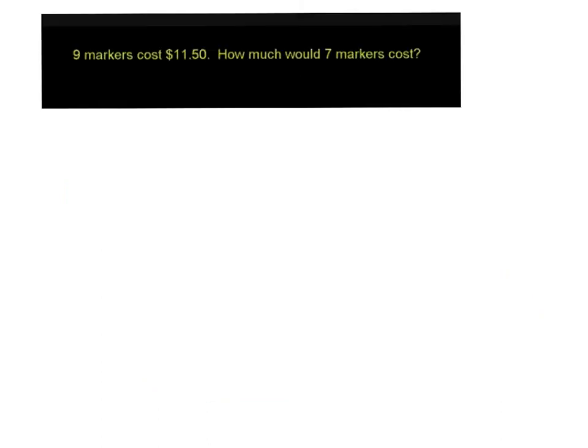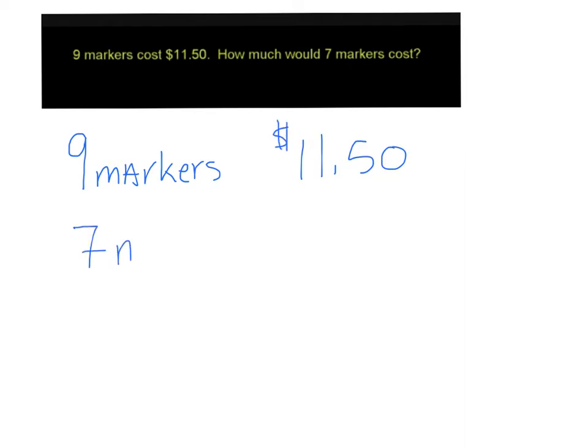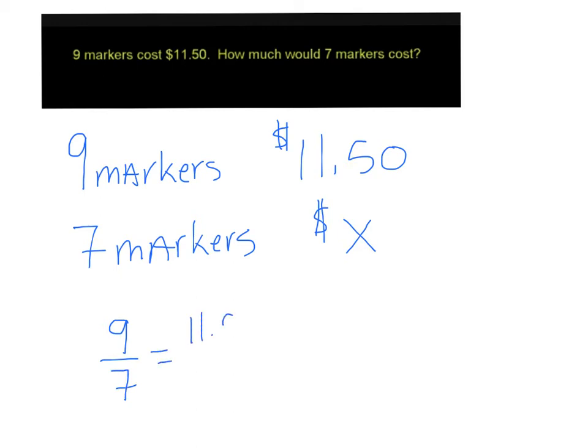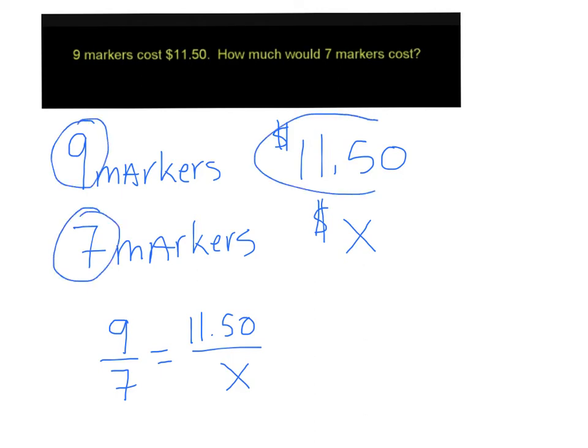So let's set up a proportion for this problem. This problem says 9 markers cost $11.50. How much would 7 markers cost? So I always like to write 9 markers is to $11.50, and I'm going to use a dollar sign, as 7 markers is to x dollars. We don't know how many dollars that'll be. So you can kind of see the ratio set up. So we've got 9 is to 7 as 11.50 is to x.